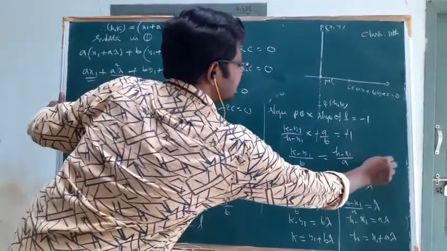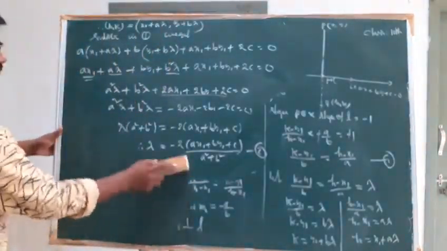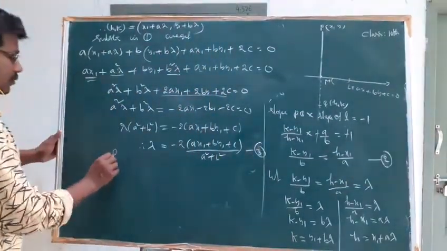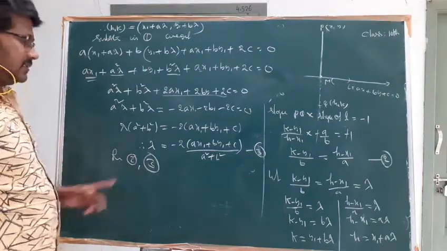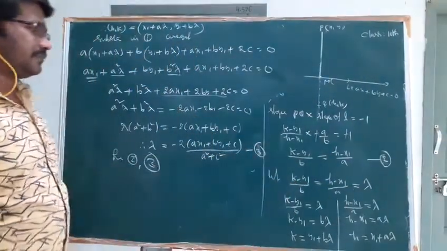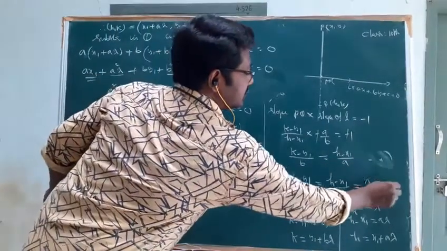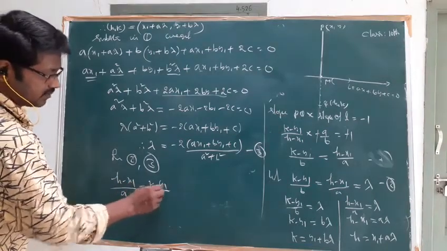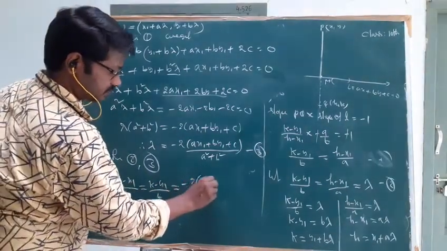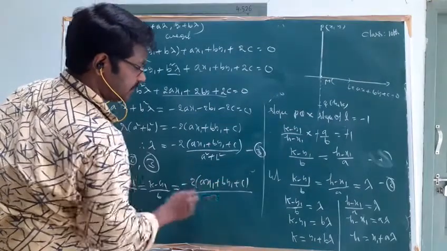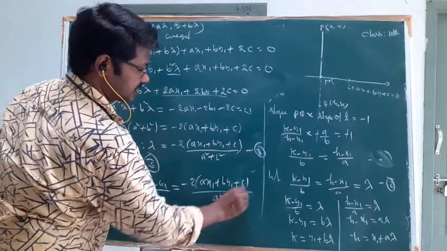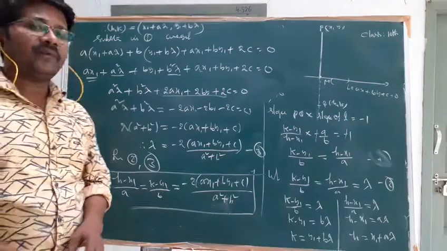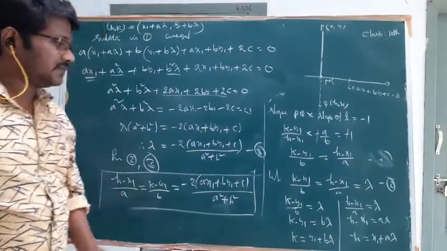This is the first equation, and this is the second, this is the third. From 1 and 2 we equate. This is also lambda, this is also lambda. Therefore, (h minus x1)/a is equal to (k minus y1)/b is equal to minus 2 into (ax1 plus by1 plus c) by (a square plus b square). This is the image of a point formula. Copy it, children.